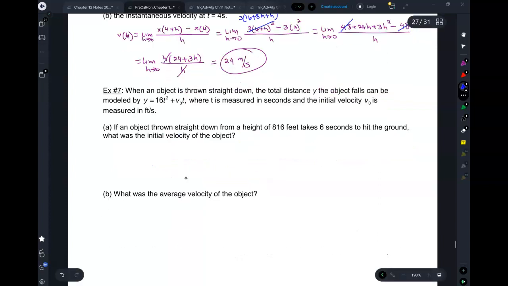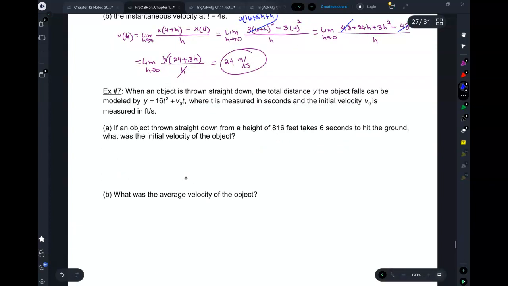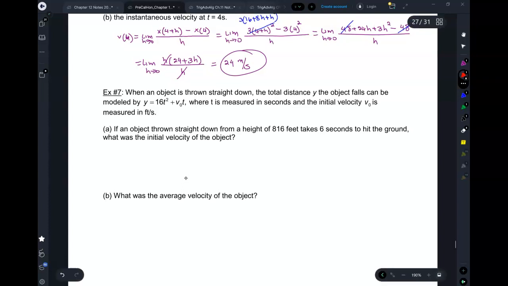Okay. I meant to fix this problem, but it looks like I still neglected to. An object is thrown straight down. The total distance y the object falls can be modeled by this function. So here's what we're going to do. This is from the book, and the book doesn't have a negative in front of it either, but it's got to have a negative. So let's put a negative.